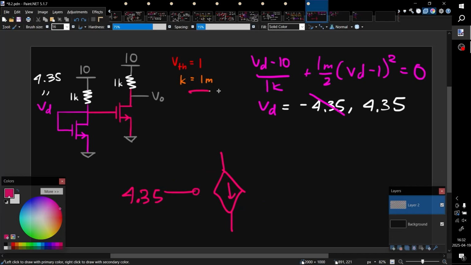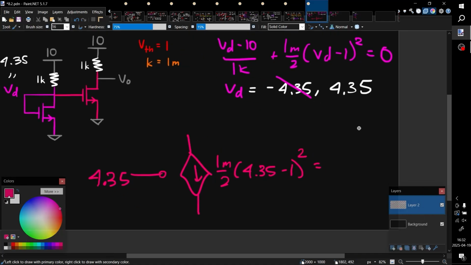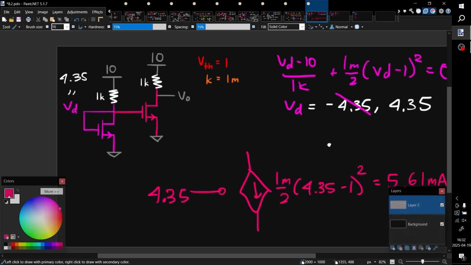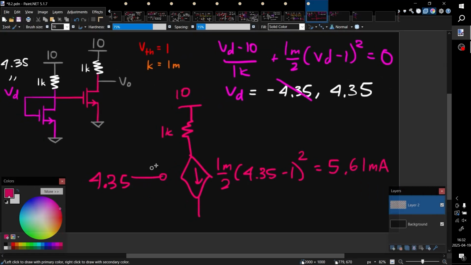So this should be 1M over 2. Itong gate source natin, squared. Ano value nito? Sabi ng calcu 5.61 mA to. Alright, we have here a 1K resistor, and this is 10. Now notice na ang K at M dito magka-cancel lang. So this is a 5.6 drop. 10 minus 5.6 is 4.4 volts, no?